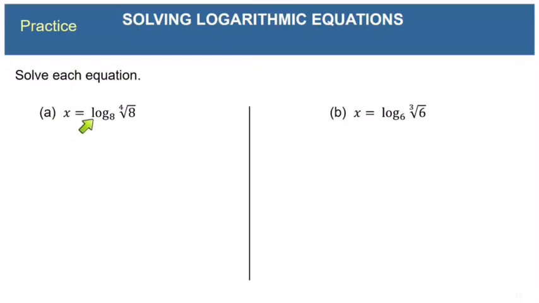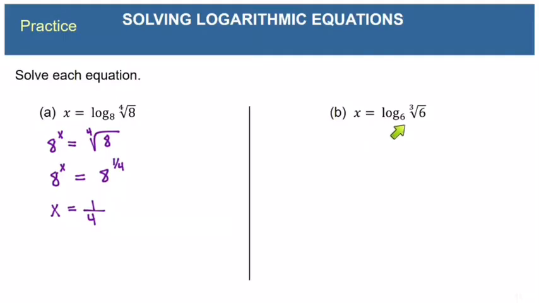Here are a couple more equations for us to practice on. Let's switch these into exponential form. So we'll have 8 to the x equals the 4th root of 8. Let's remember that the 4th root means the 1/4 power. And then we can say 8 to the x equals 8 to the 1/4. So x must be 1/4. And that's our solution.